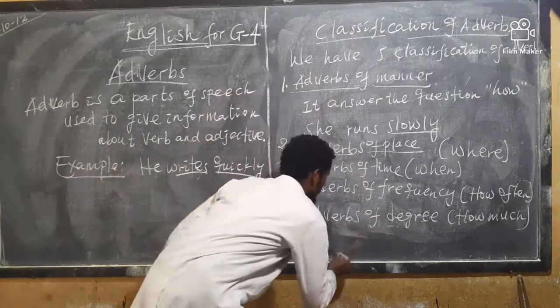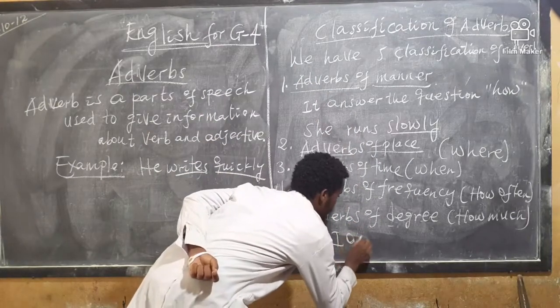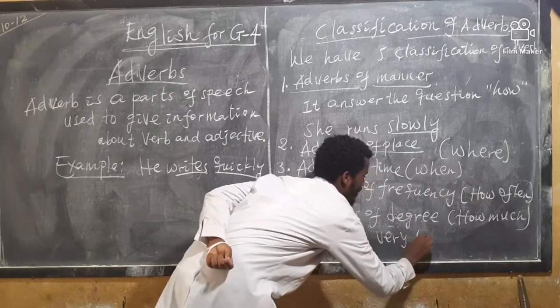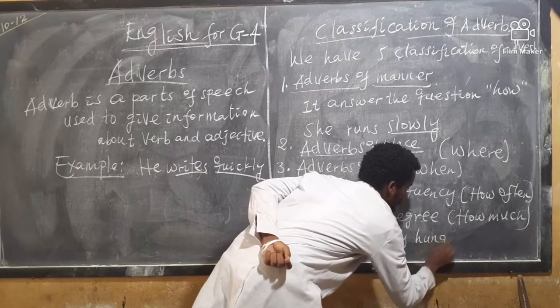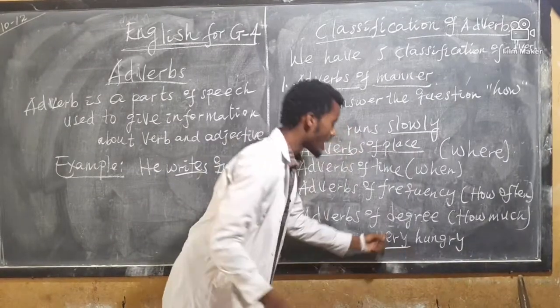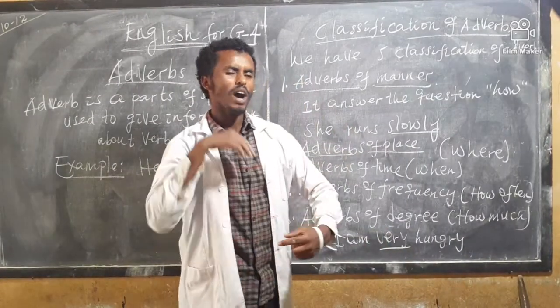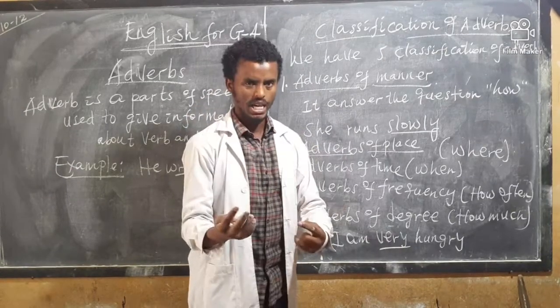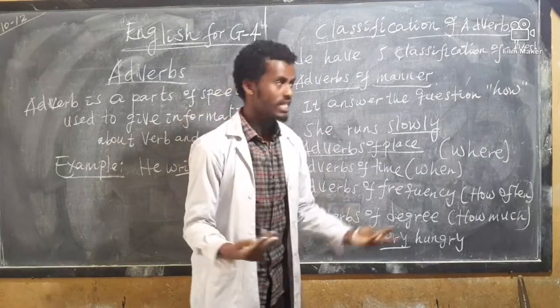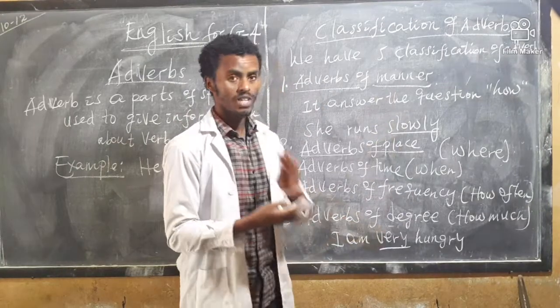So for example, I am very hungry. You see, this very shows adverbs of degree. By what degree is that person angry? By what degree is that action done? This is what we call adverbs of degree.